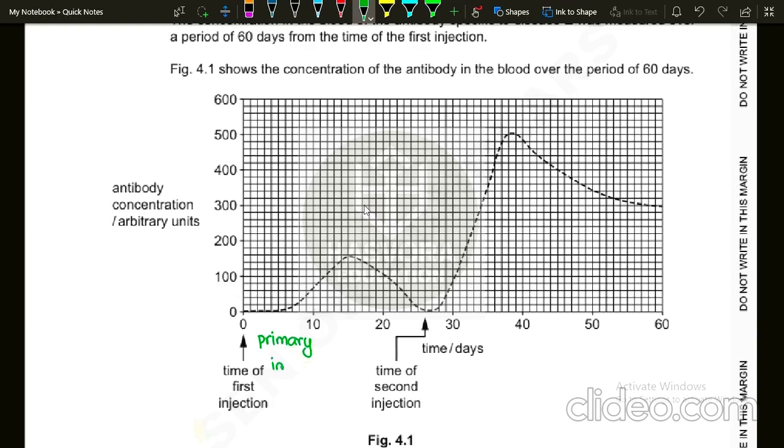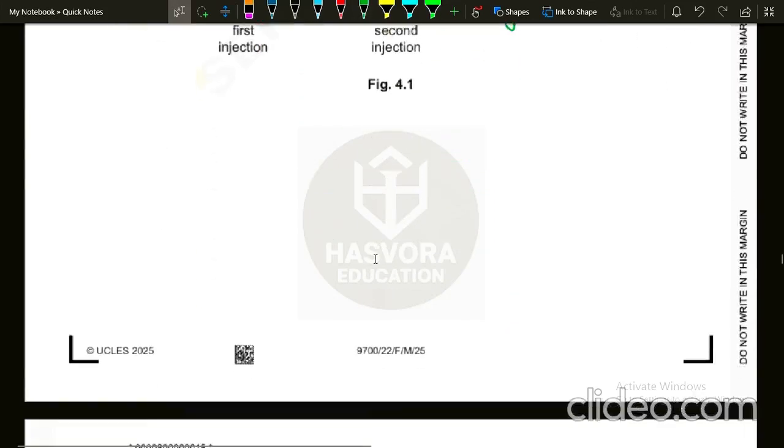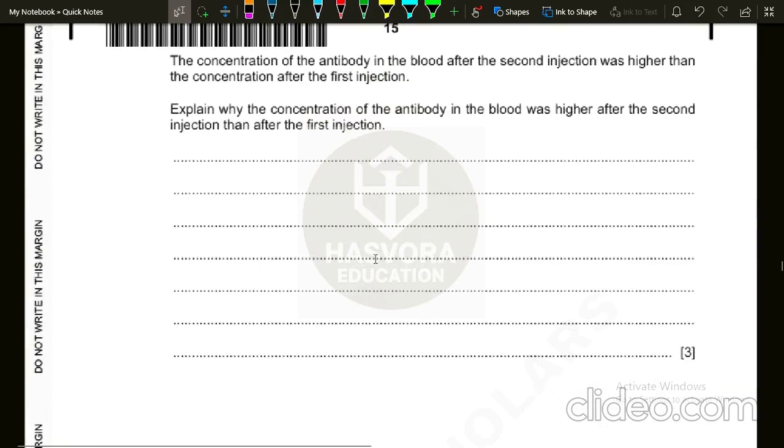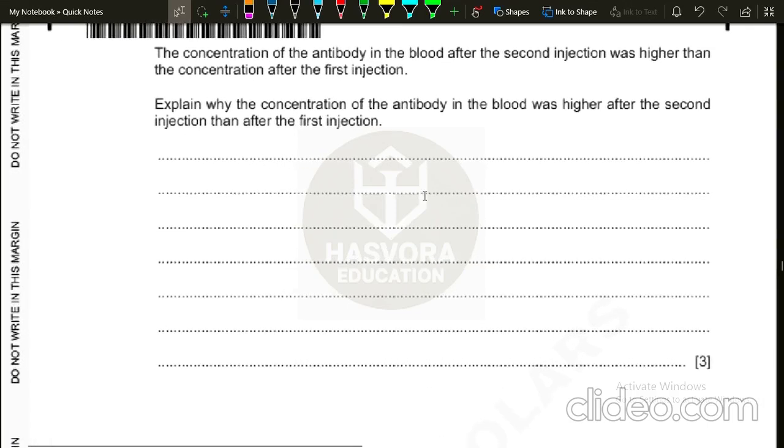These graphs look similar to what we have studied: the primary immune response, when the first time the person is exposed to the pathogen, this is the primary one, and this is the second immune response, and the concentration of the antibody is much more because of the presence of the memory cells from the first immune response. So the concentration of antibody in the blood after the second injection was higher than after the first injection. Explain why the concentration of the antibody in the blood was higher after the second injection than the first injection.